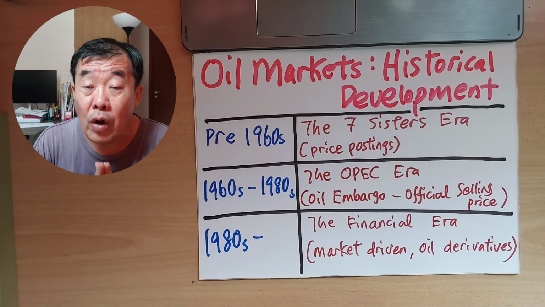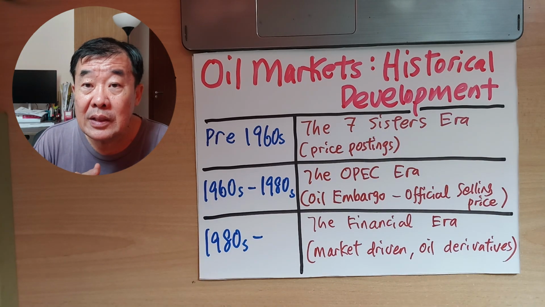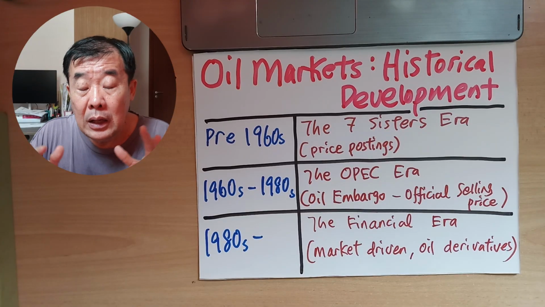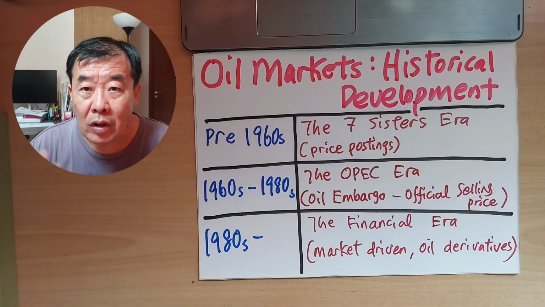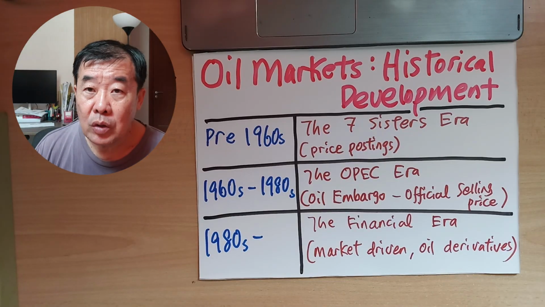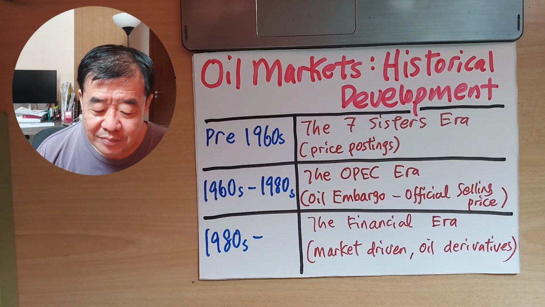They actually reduced oil production by 5% per month if Israel refused to return the land to all the Middle Eastern countries involved. So there are wars behind all these things that led to the oil embargo. Again, I won't go any deeper because I'm focusing on the business and finance aspect of the oil market.